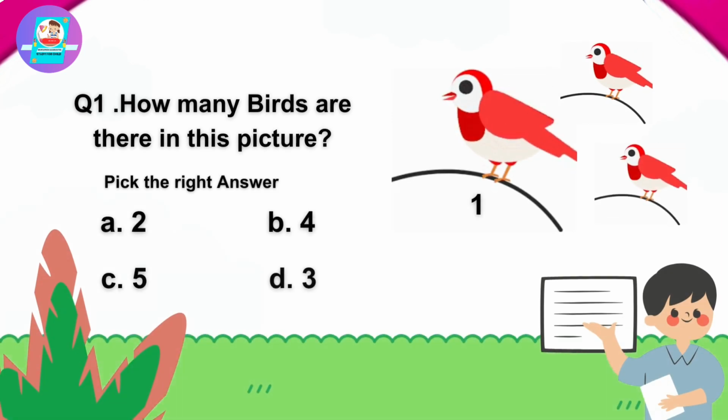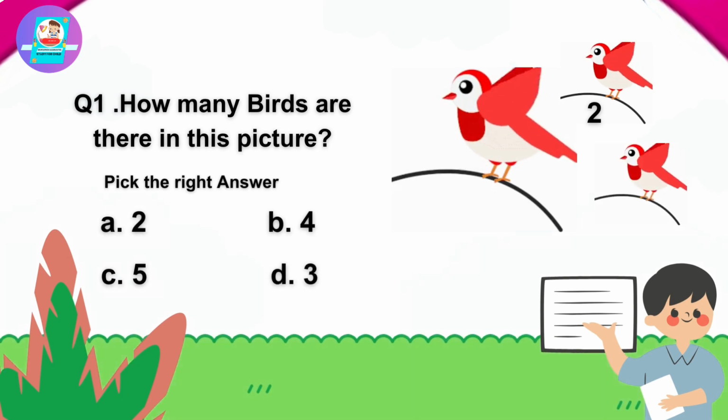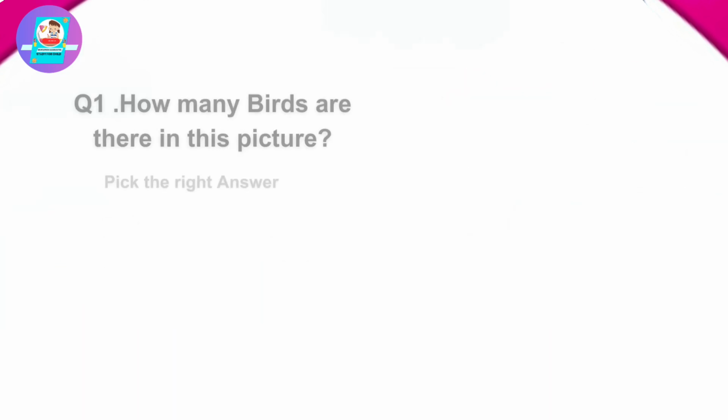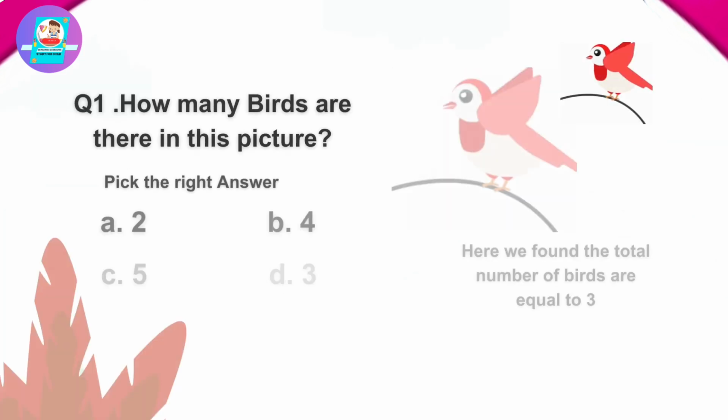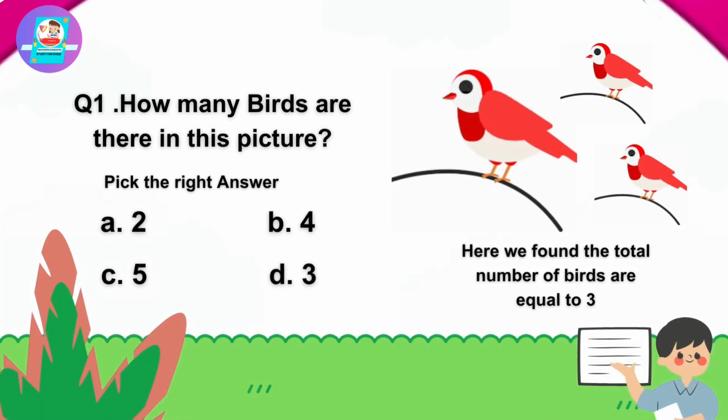1, 2, 3. Here we found the total number of birds are equal to 3.